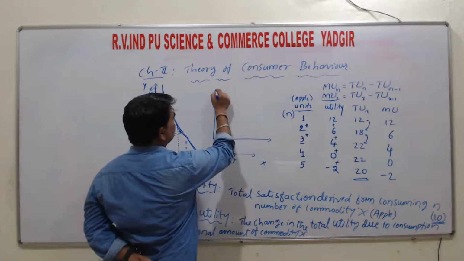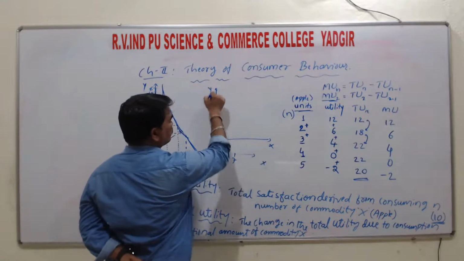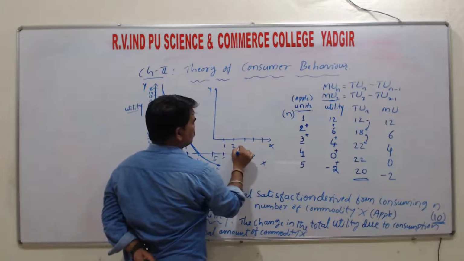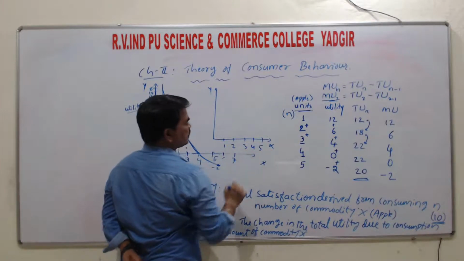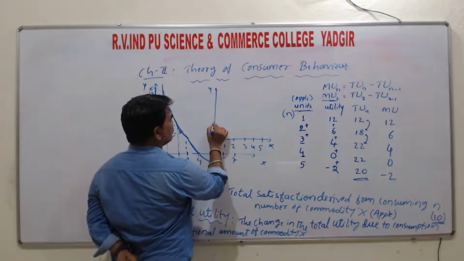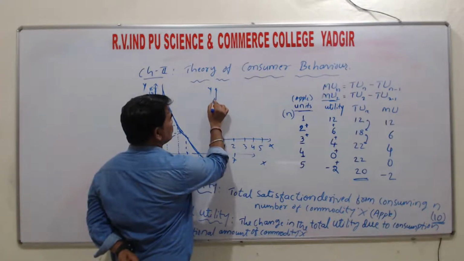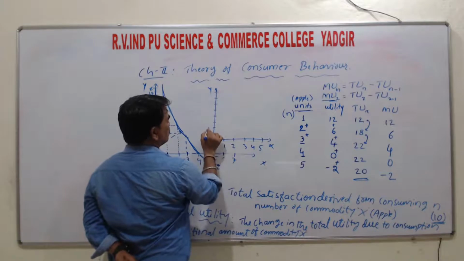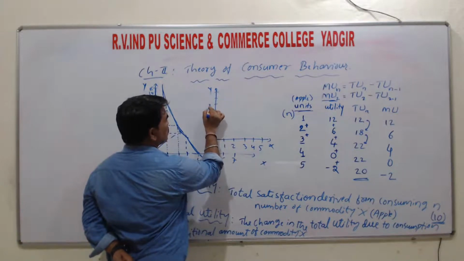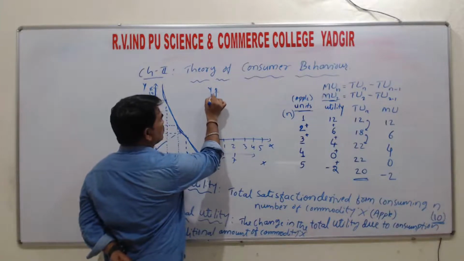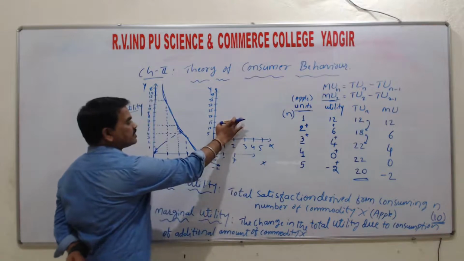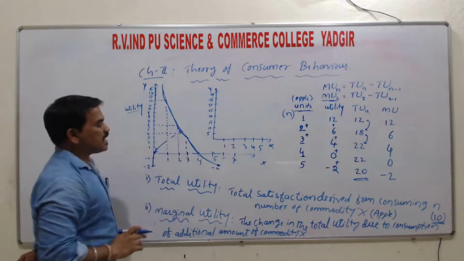I'll draw one more graph here. 1, 2, 3, 4, 5. 1, 2, 3, 4, 5. 5, 10, 15, 20, 25, 30, 35, 40. Okay. This graph is for total utility and this is for marginal utility.